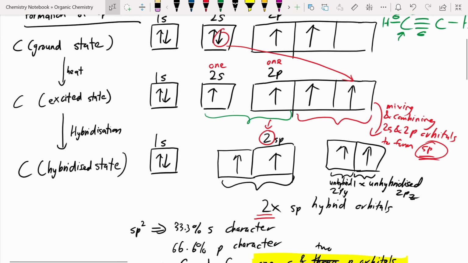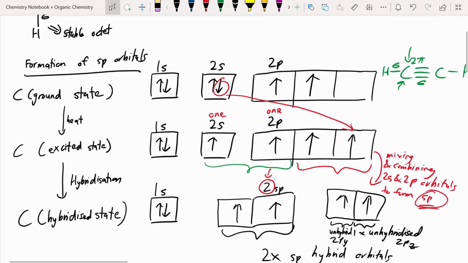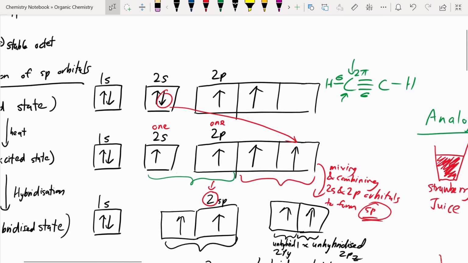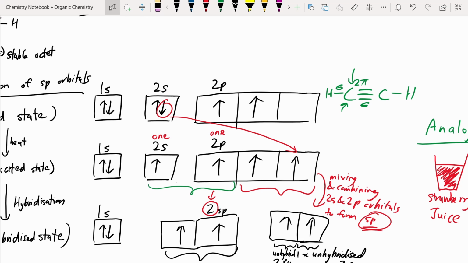And how you apply this to our ethyne is that these 2 sp hybrid orbitals will be used to form the sigma bond. So the sigma bonds will be your sp hybrid orbitals, and your unhybridized orbitals will form your pi bonds.